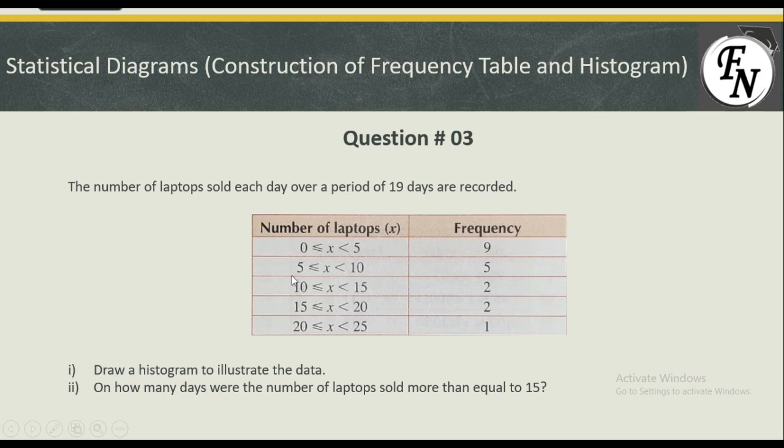This 5 to 10 is the number of laptops sold in a day, that is above 5 and below 10. They are 5, and so on. This table is given in the question. We need to illustrate this information in the form of a histogram.